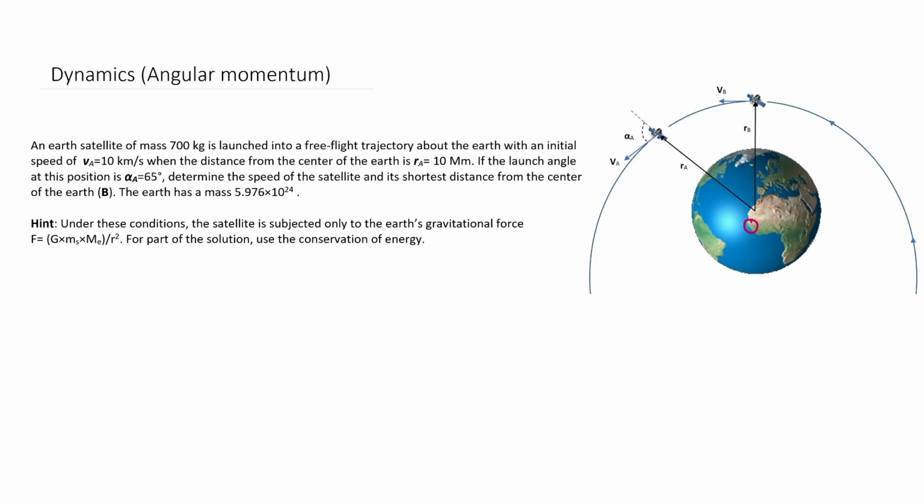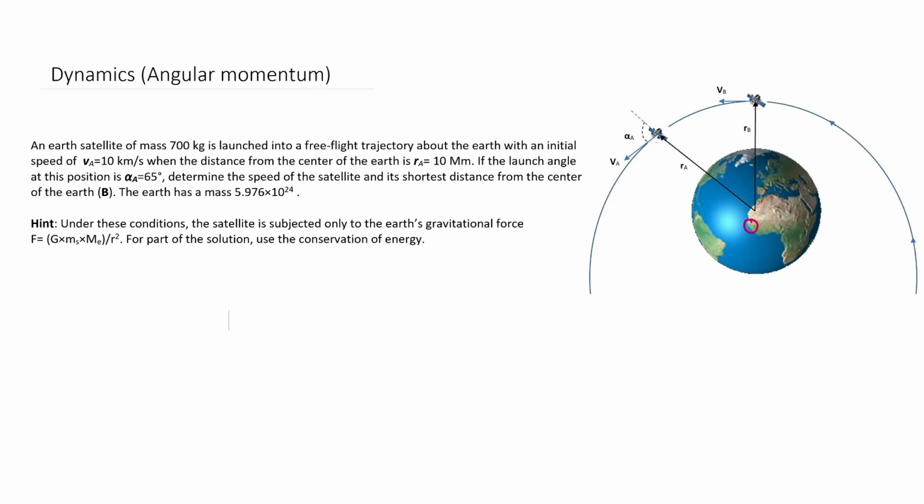And we know that the mass of the Earth is 5.97 times 10 to the power 24. And as a hint, under these conditions, the satellite is subjected only to the Earth's gravitational force, and we can calculate it based on this formula. Also, for part of the solution, we need to use the conservation of energy.